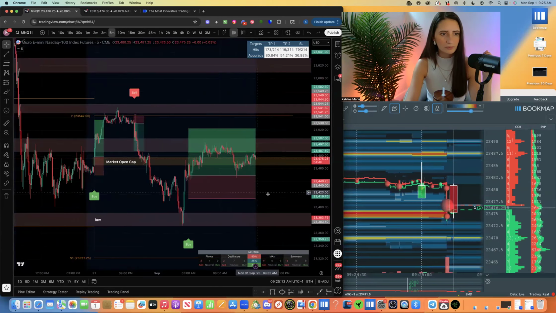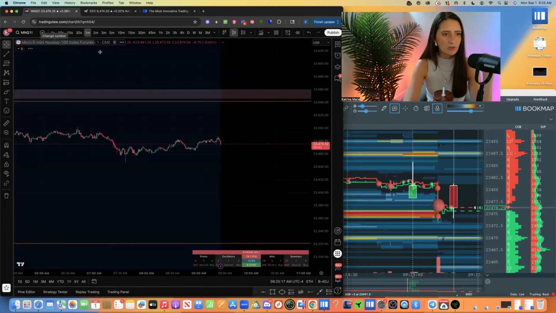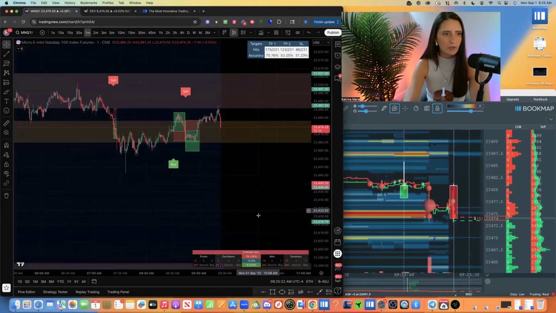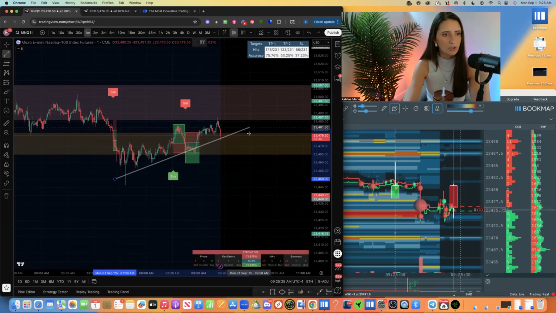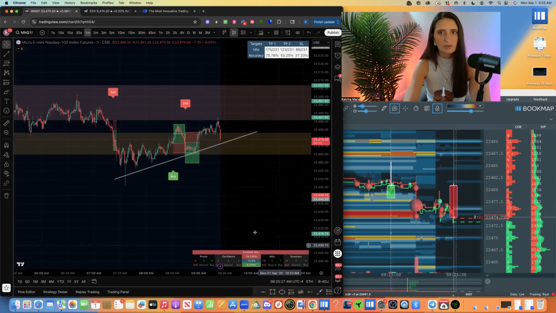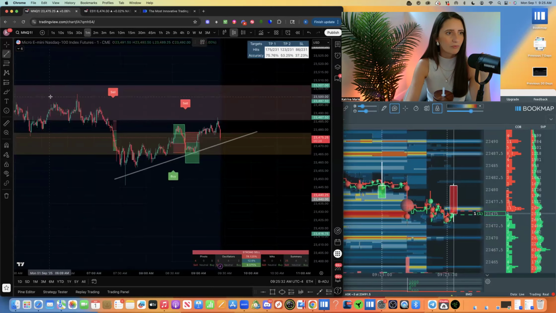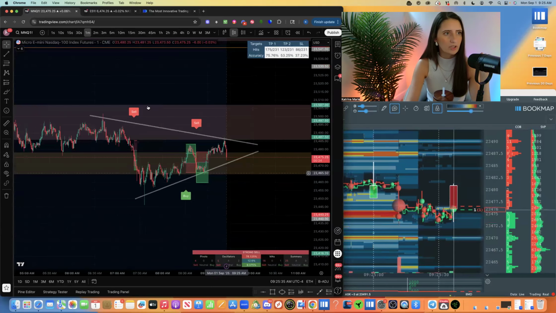So we have our 5 minute chart laid out. I'm going to go down to the 1 minute chart because I want to show you right here. Mind you, we might actually tap into lows again, so just keeping an eye on it. There's our little wedge for the morning.